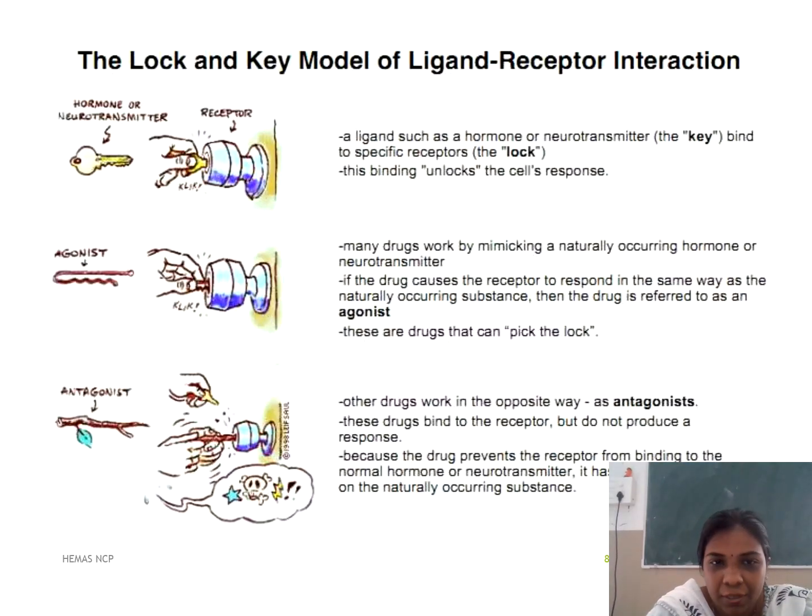So here you can see an image. It's a natural hormone or neurotransmitter that fits the receptor, so a response is produced. In the second, middle figure, an agonist drug fits the receptor, so the same response is produced. And in the last, bottom figure, an antagonist binds to the receptor, blocks the natural ligand, and there is no response at all.